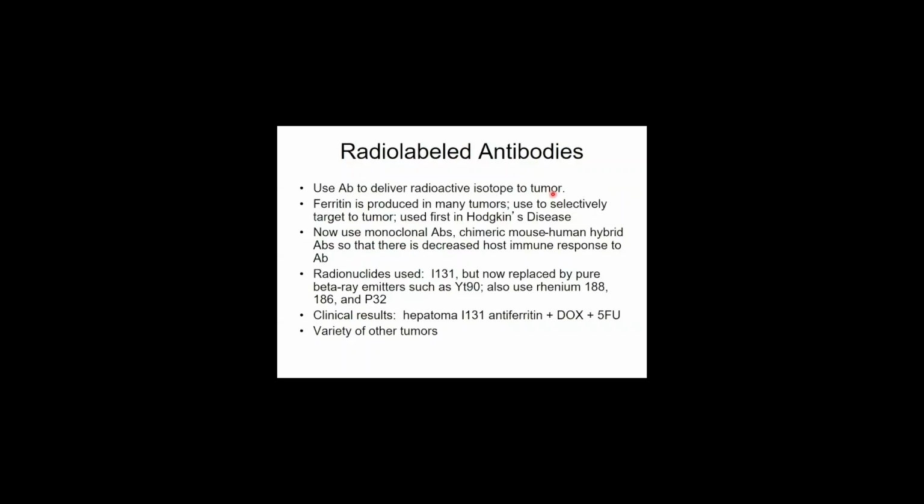Now, an old method that has been brought to the fore again more recently is the use of radiolabeled antibodies. In the early days, they went after things like ferritin. Ferritin is expressed at very high levels in many tumors. In Hodgkin's disease, they made antibodies against ferritin, radiolabeled them, and sent them in to fight the disease. And they had some success, but it wasn't as much as they wanted.